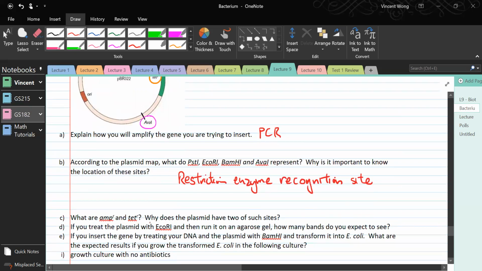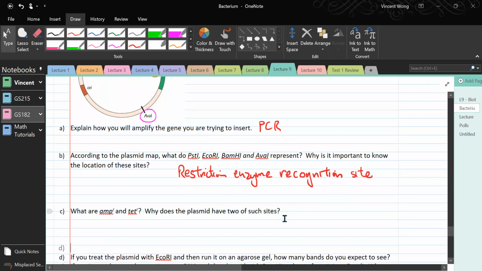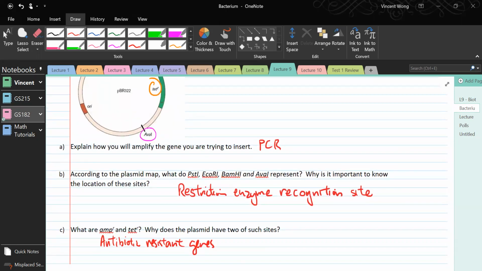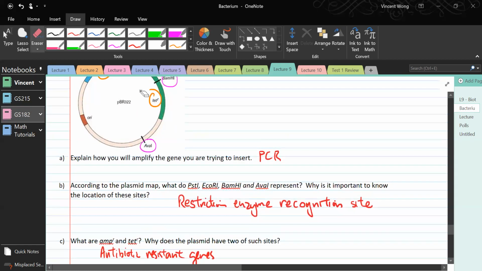What are AMP-R and TET-R? What does the plasmid have? Why does the plasmid have 2 of such sites? These are, again, antibiotic resistant genes. And why do you have two sites? Why not just have one resistant site? Why do you need tetracycline and ampicillin?